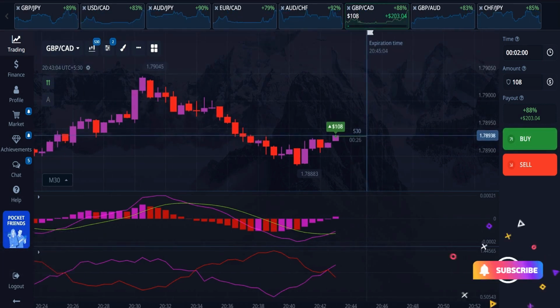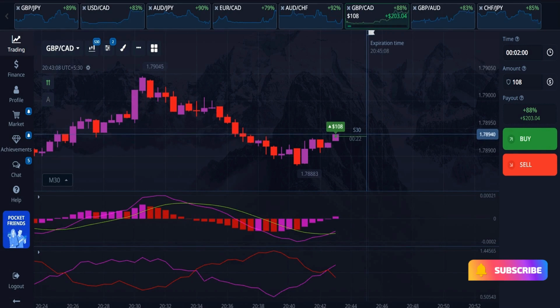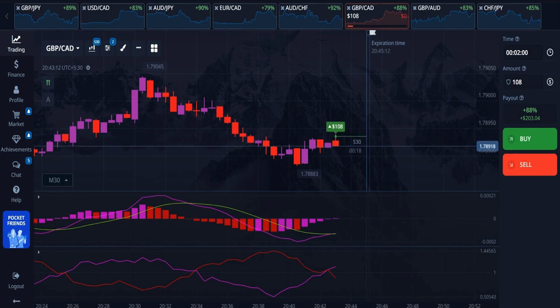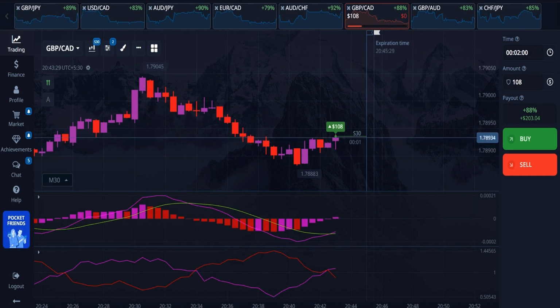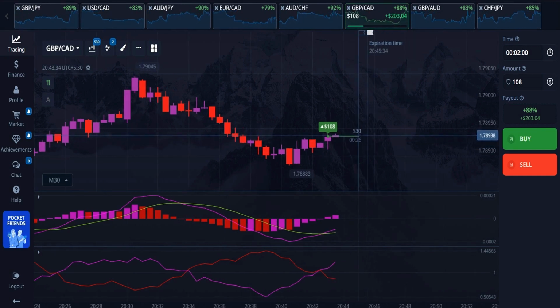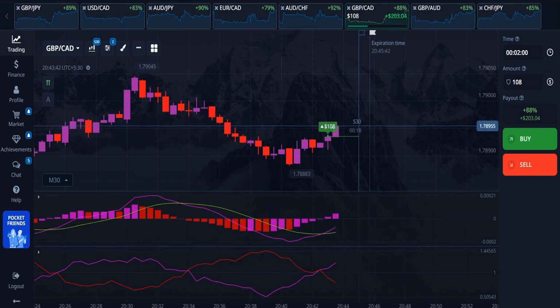All right, traders. In this trade, I entered immediately after the crossover, but I wasn't as confident as I was in the first 2 trades. Let's analyze why. The blue line of the MACD crossed above the red line below the zero line, signaling a buy trade. The blue line of the Vortex also crossed above the red line, confirming the buy setup.